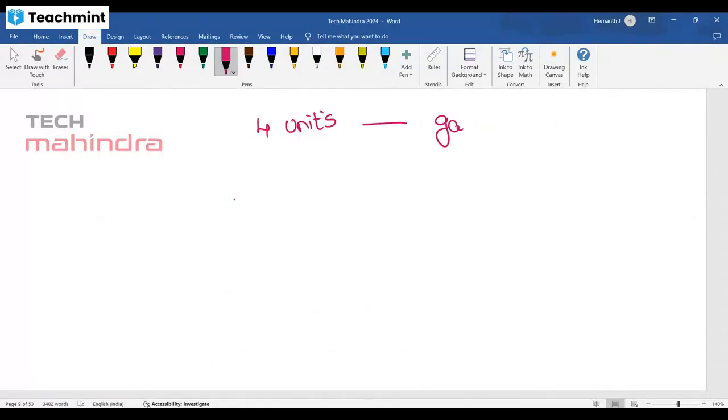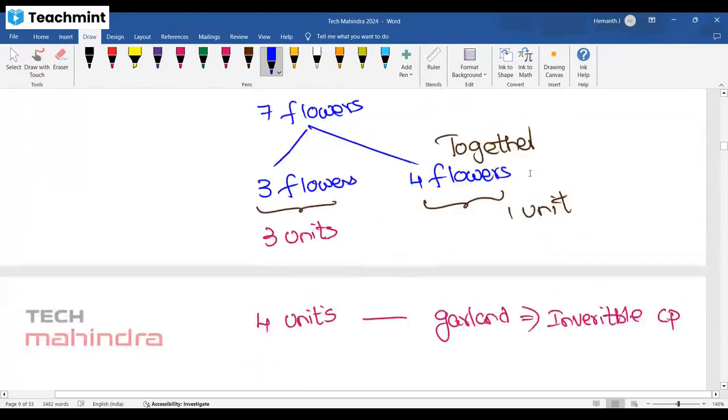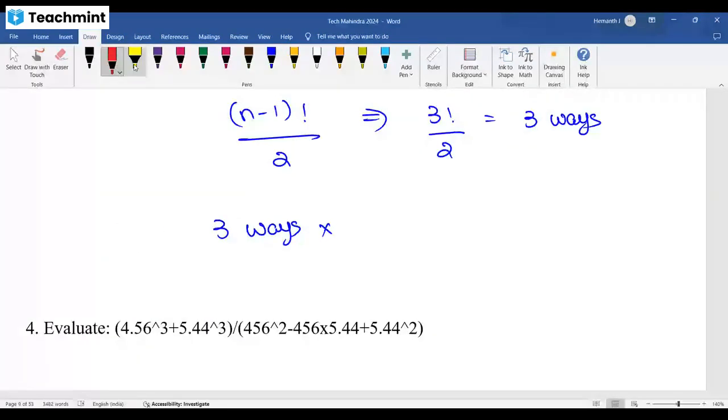Garland is an invertible circular permutation. See, circular permutation for n people means n minus 1 factorial. Invertible circular permutation with n units means n minus 1 factorial divided by 2. When you have 4 units, it's 3 factorial divided by 2, which is nothing but 3 ways. And 3 ways is multiplied with the 4 flowers, which are 1 unit. They can be arranged internally in 4 factorial ways.